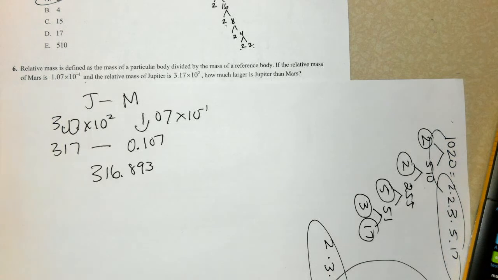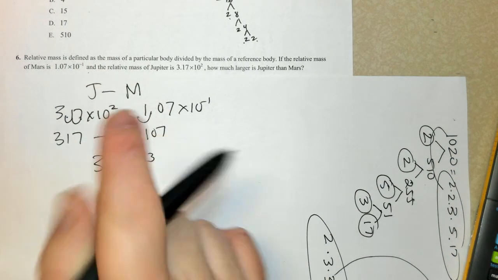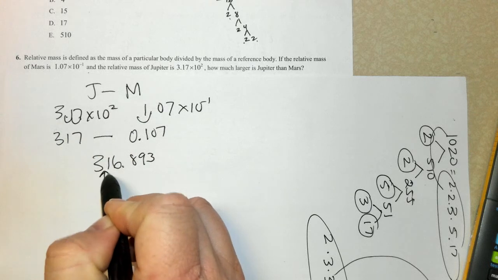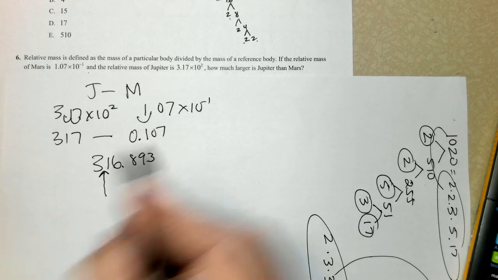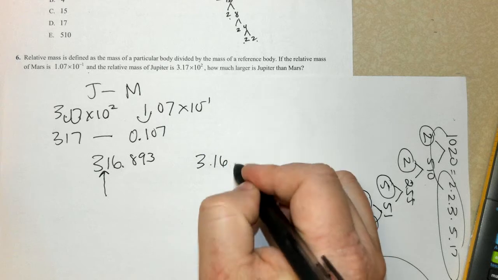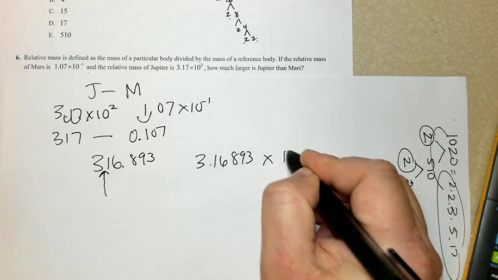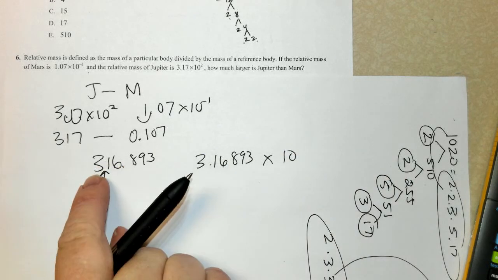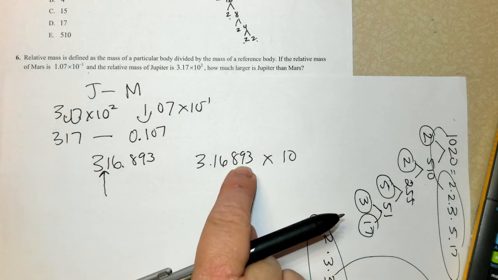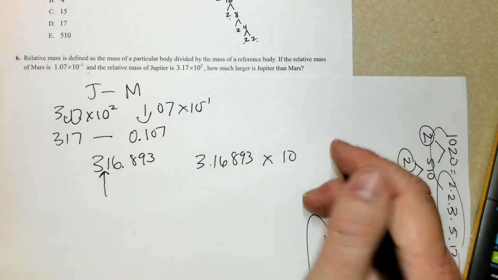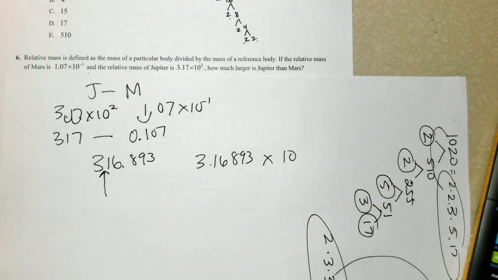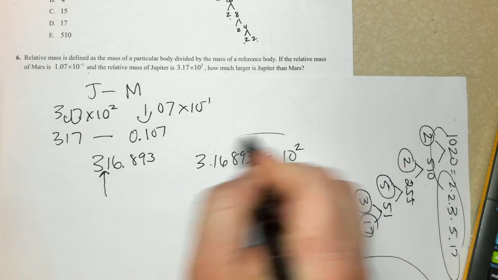Now, if I was going to look at the multiple choices, you're going to notice it puts it back into scientific notation. That means we want one nonzero value in front of the decimal. So 3.16893 times, okay, I moved it 2 places, remember? If I had to write it like this, would this be a positive or negative 2? It would be a positive 2. This would be my answer.